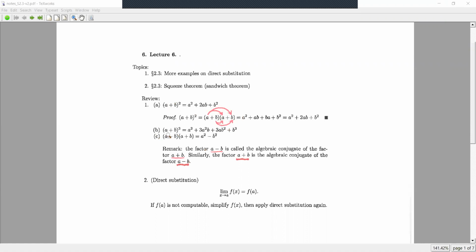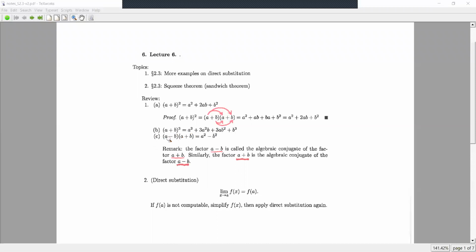Formula B. (a + b)³ is equal to this. To see this formula, similarly, write the left-hand side as (a + b) times (a + b) times (a + b). Then expand the two products by distribution. Then we will have this equation.